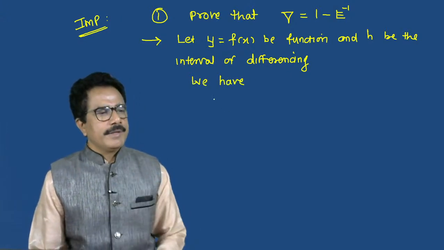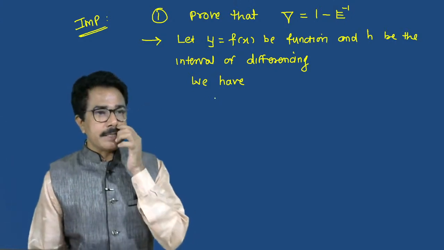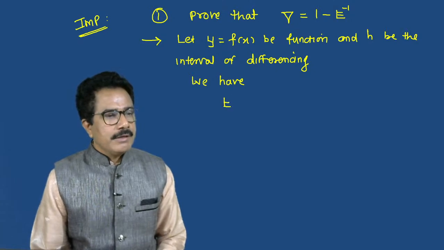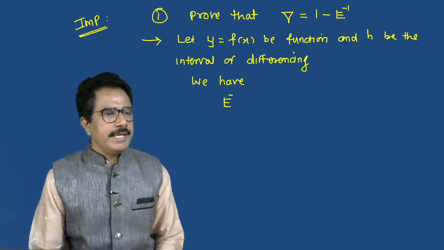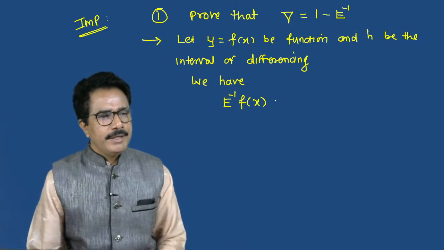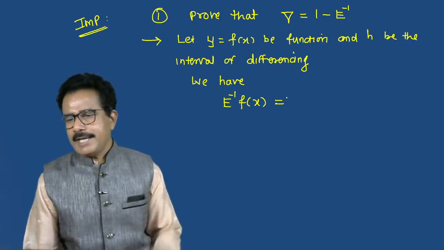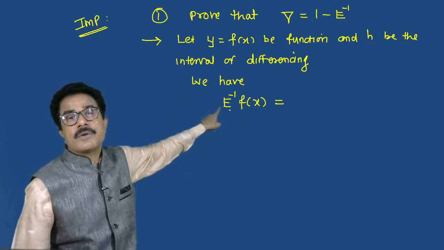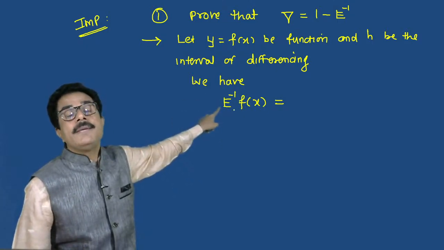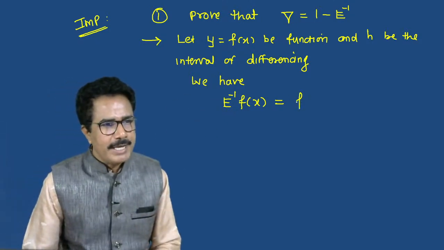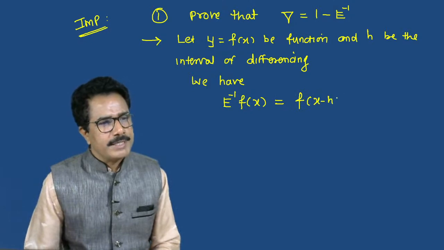What is the formula? Shift operator E inverse, and I, here 1 also comes. Tell me students, what is the formula? E inverse of f of x, or we can write f of a, no problem. We have seen this E inverse of f of x is the backward shift operator. E means forward shift operator. E inverse means backward shift operator, which is given by f of x minus h.